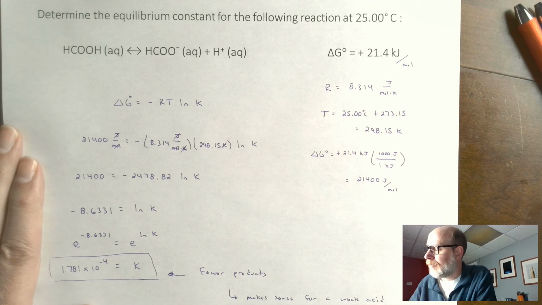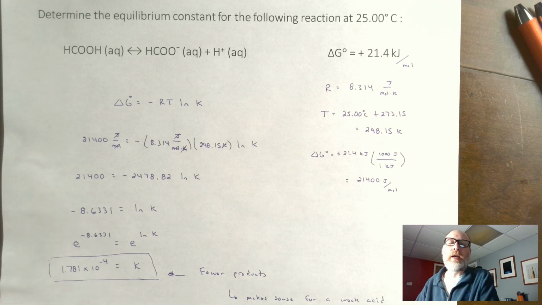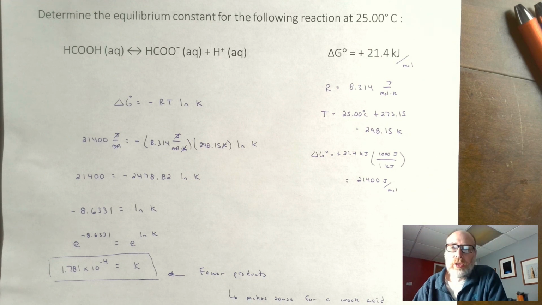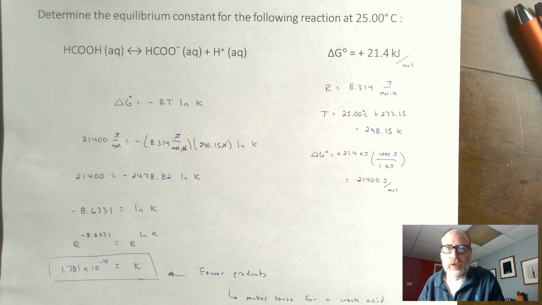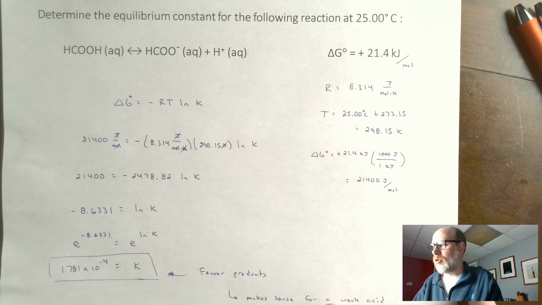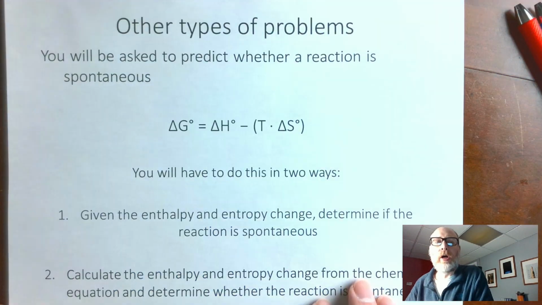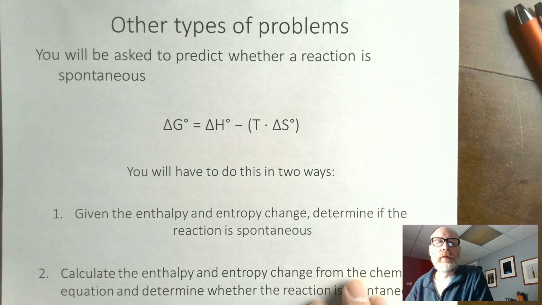So if we think about it, we can get to the point where we can conceptually try to understand how this relates to the actual chemical system. And for a weak acid, the equilibrium constant should be fairly small. So that's how we get to the point where we can calculate an equilibrium constant based on the thermodynamics. And now we want to talk a little bit about the idea of spontaneity.